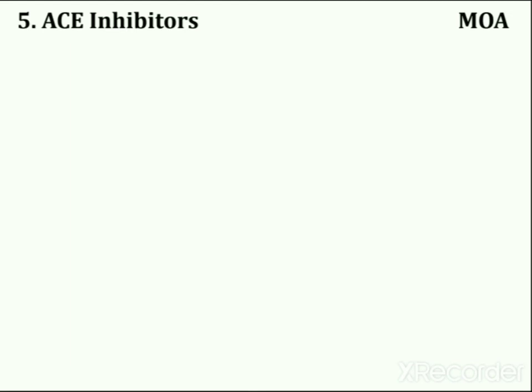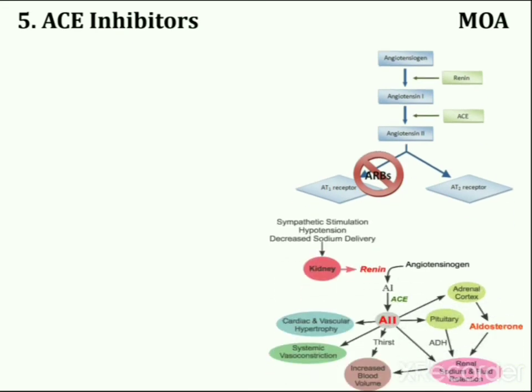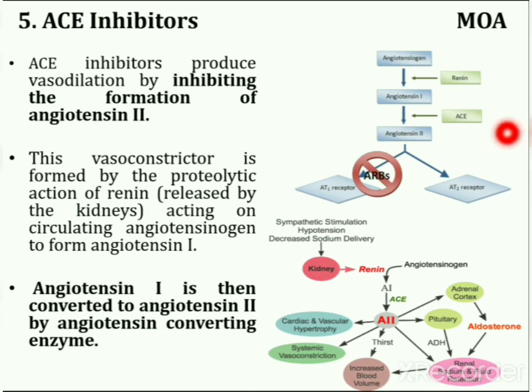Mode of action of ACE inhibitors. Our kidneys synthesize renin, which acts on a plasma globulin substrate to produce angiotensin first. This in turn is converted by a peptidyl dipeptidase to angiotensin second. Angiotensin second is a potent vasoconstrictor. Here you can see ACE inhibitors produce vasodilation by inhibiting the formation of angiotensin second.